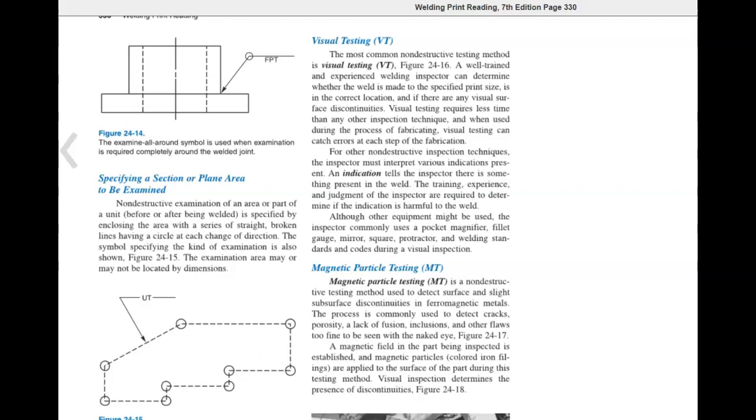For other non-destructive inspection techniques, the inspector must interpret various indications present. An indication tells the inspector where something present is in the weld. The training, experience, and judgment of the inspector are required to determine if the indication is harmful to the weld. Although other equipment might be used, the inspector commonly uses a pocket magnifier, fillet gauge, mirror, square, protractor, and welding standards and codes during a visual inspection.